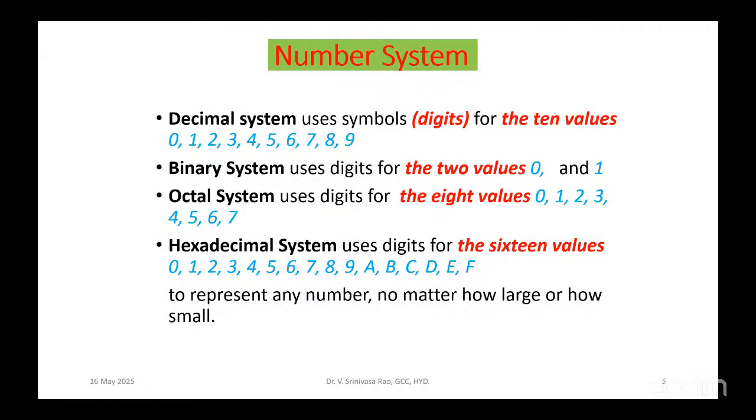Next is the octal system. Octal means 8. So from 0 starting, what are the consecutive numbers? After 0: 1, 2, 3, 4, 5, 6, 7. Count it. How many numbers are there? 0 to 7. Count it. Total 8 numbers.